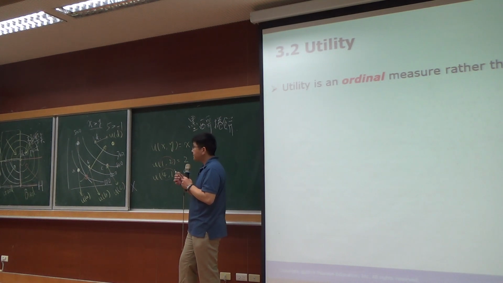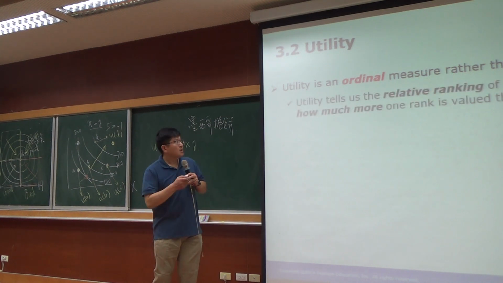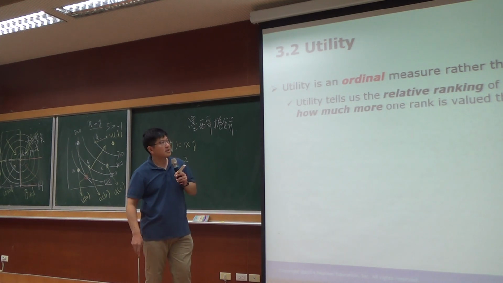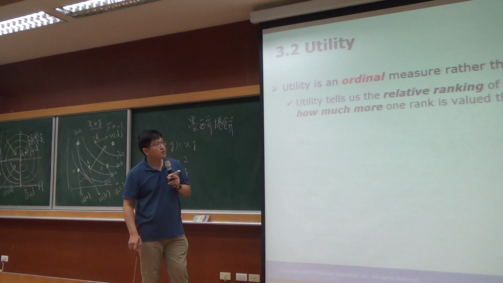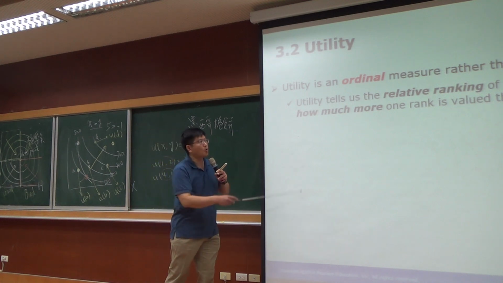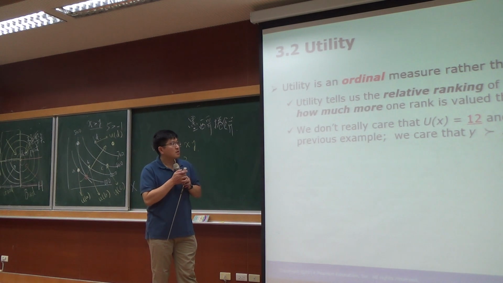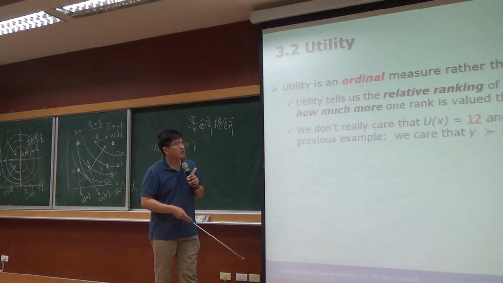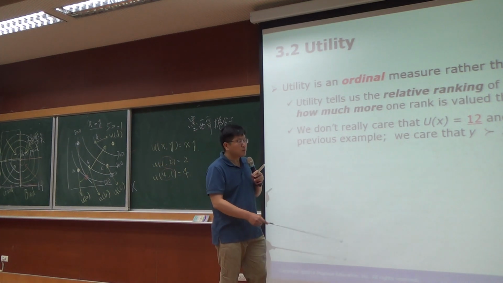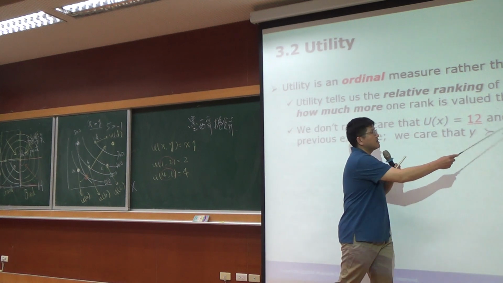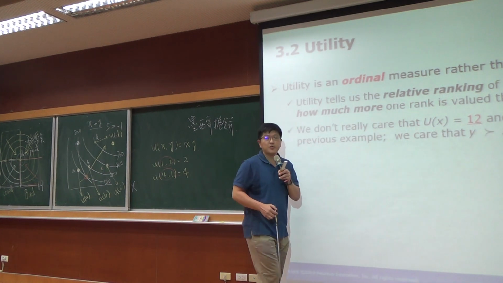So utility tells us the relative ranking of two things, but not how much more one is valued than another. So we don't really care about the numbers. We just care about the rank of these numbers.